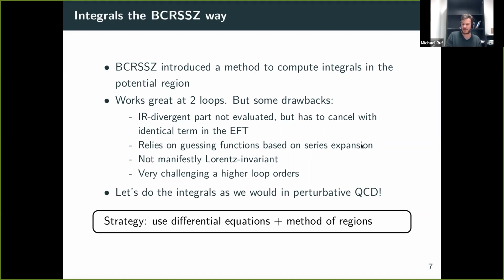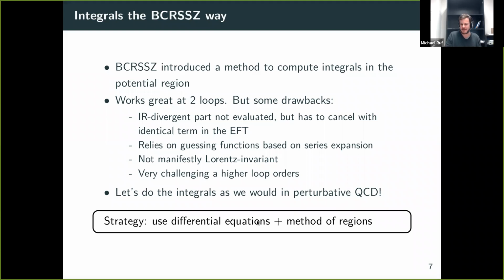this can also lead to a problem if the function space gets larger at higher loop order, and there are also some conceptual problems with the fact that the approach is, in some intermediate steps, not manifestly Lorentz invariant. So what we proposed here is that instead of using this machinery, we should look at something more like the approach that we would use in perturbative QCD.